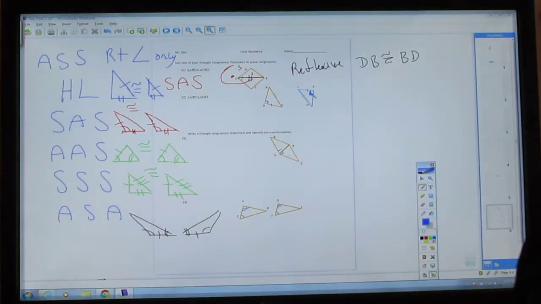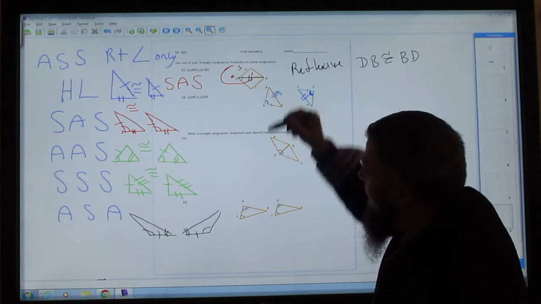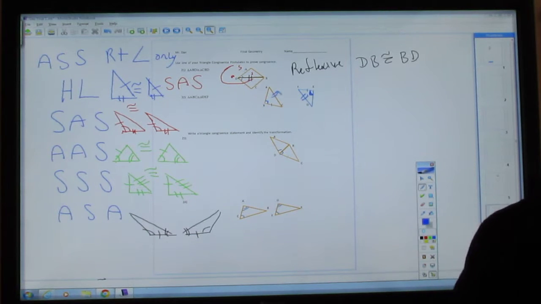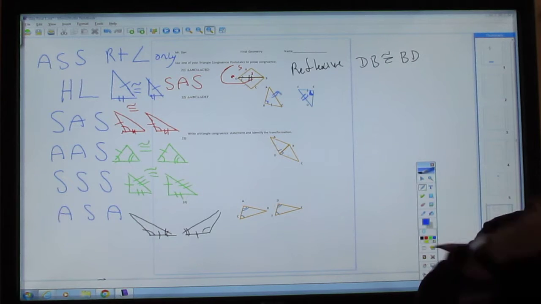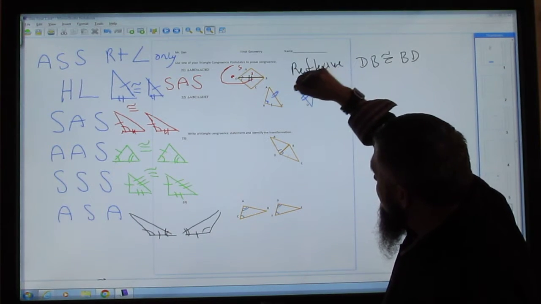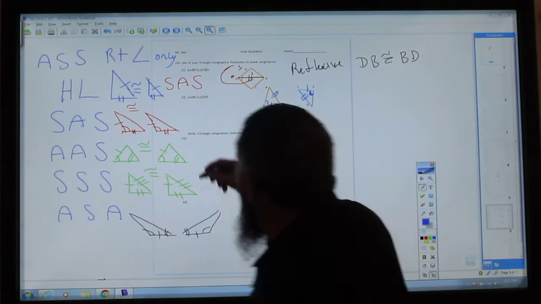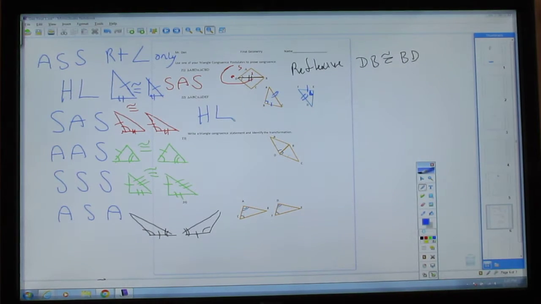I need the hypotenuse. And the hypotenuse is across from the right angle. Is that congruent to the other hypotenuse? Yes. Okay, so I have the hypotenuse. What about a leg? Is any leg congruent to the other leg? So it shows here and here, right? So I have hypotenuse leg. Is that simple?